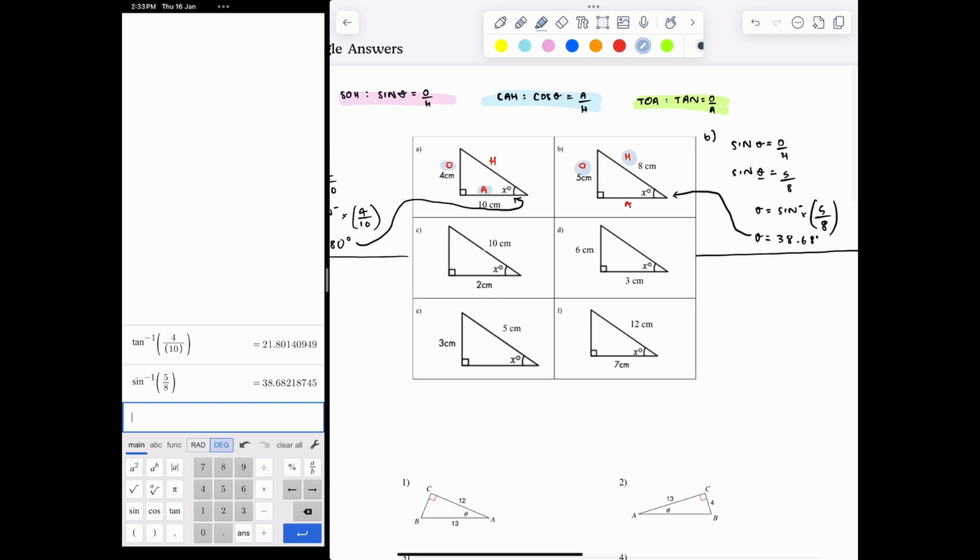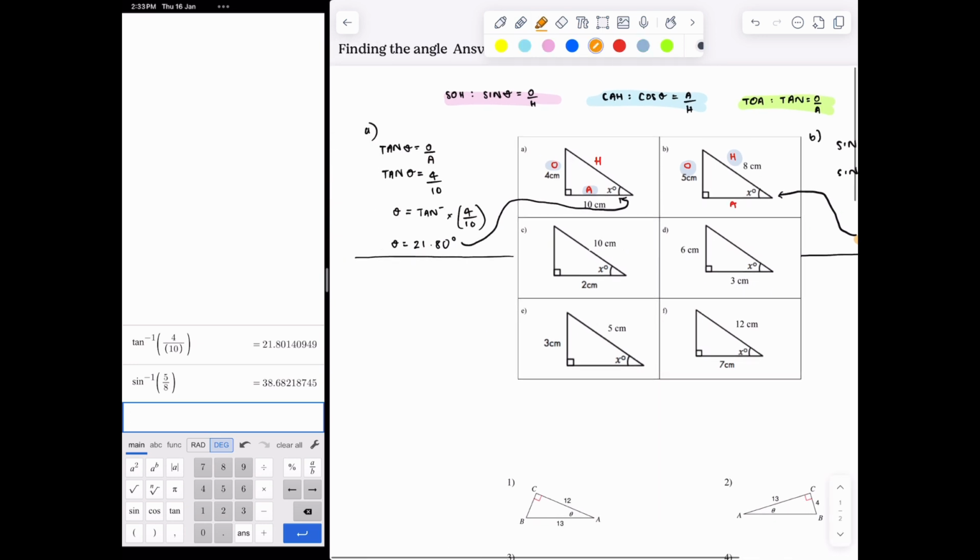Right. Let me just highlight that to make it look pretty. Before moving on to our next one, I'll highlight this one too. All right, moving on to problem C.